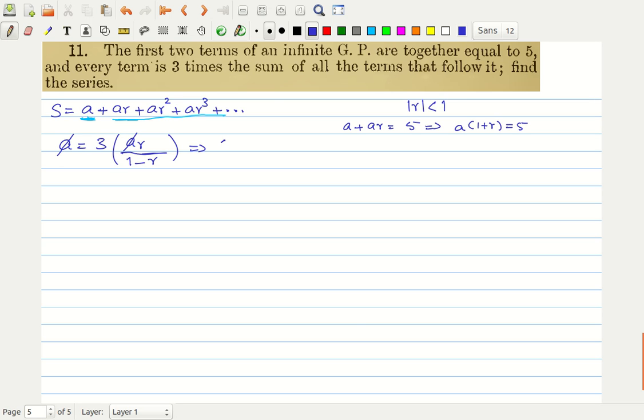So it means that 1 minus R is actually equal to 3 times R, or R is equal to 1 by 4. Now just put R equal to 1 by 4 here. We get A times (1 plus 1 by 4), which is 5 by 4, is equal to 5, and therefore A is equal to 4. So what is our series? Our series is actually A, which is 4, and then the common ratio is 1 by 4. So you have 4 plus 1 plus 1 by 4 plus 1 by 16, and so on.